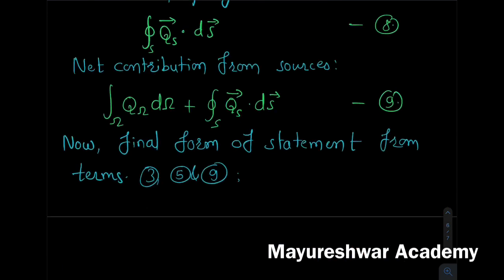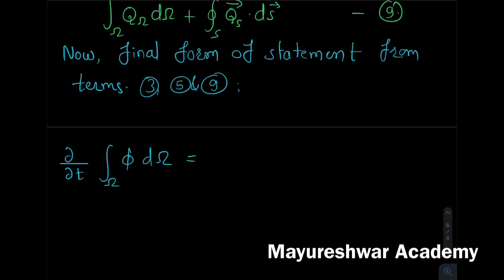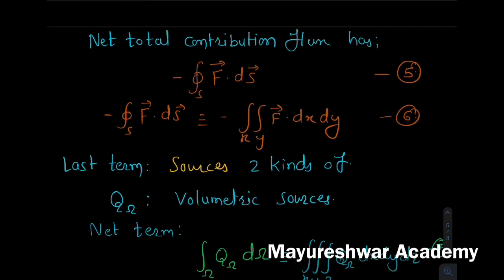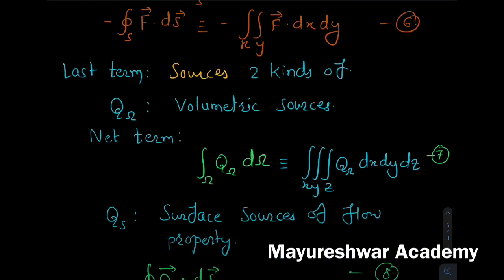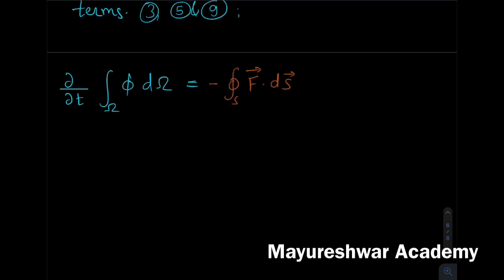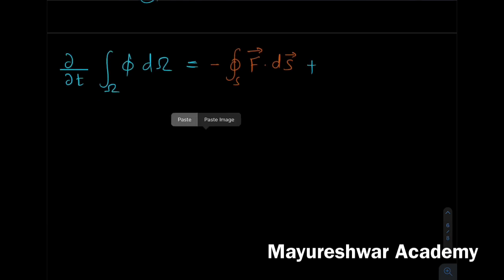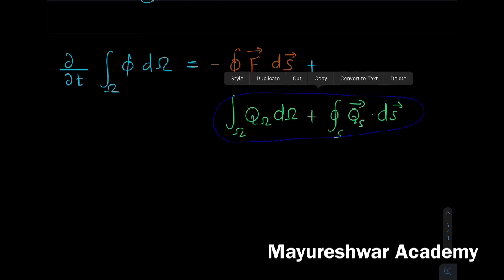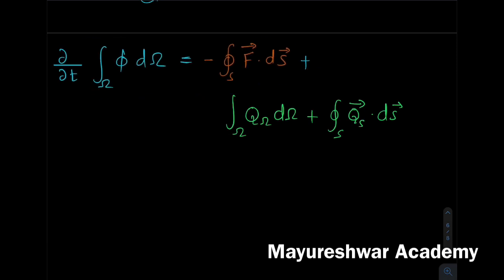Okay, so the third term is this, which is the time rate of variation of the quantity within a domain, and is equal to the amount of quantity entering and leaving, which is this term, plus contributions from the eventual sources generating that quantity. So these are sources. Okay, so that is the integral form.